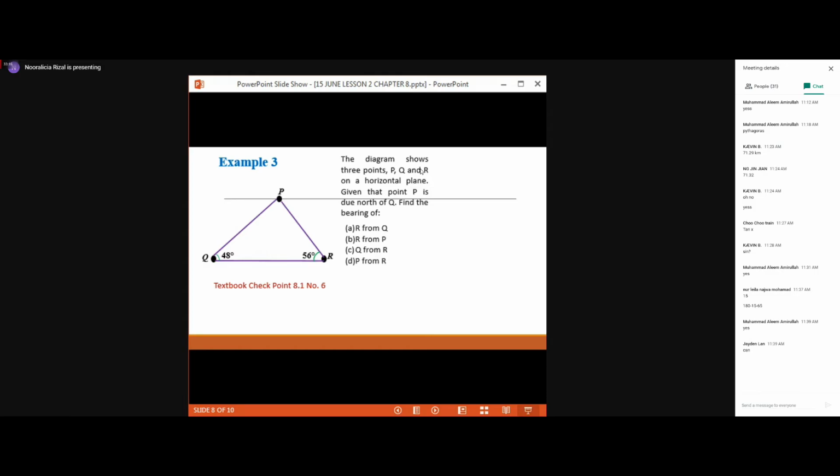Next sentence: given that point P is due north of Q. This is what I want to stress here. It's different from the other two examples. So I repeat, given that point P is due north of Q, find the bearing of R from Q, R from P, Q from R, and the last one is P from R. Copy this first, then I'll show you. What does the sentence mean? P is due north of Q.